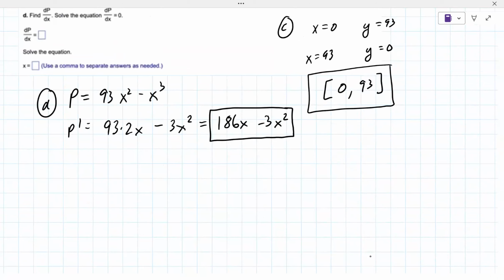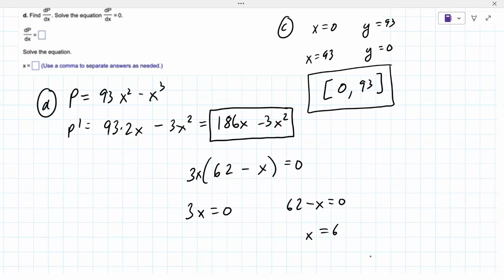All right. So you actually factor out a 3x from both. So that becomes 62 minus x equals 0. And then you set both of those equal to 0. And x is 62 and x is 0. So there are two. So you have to just put in 0, comma 62 for your answer there.